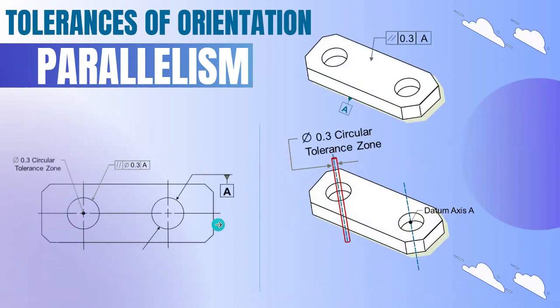So this is the scenario where the datum is also an axis, and the feature is also an axis. The feature is a cylindrical hole. So the tolerance will be a cylindrical tolerance zone. You can see in the 3D image how the tolerance is shown.